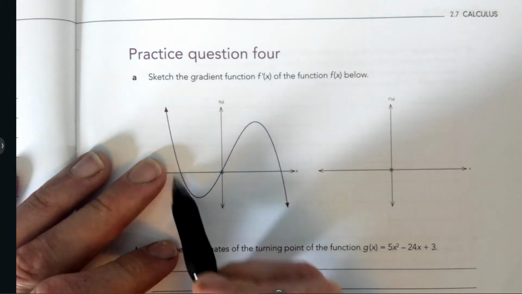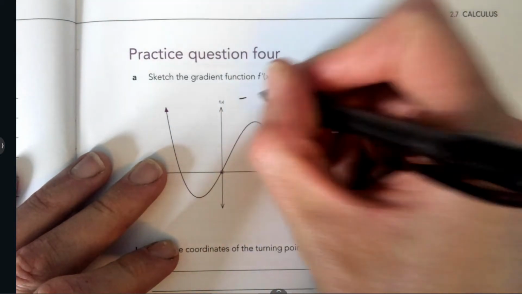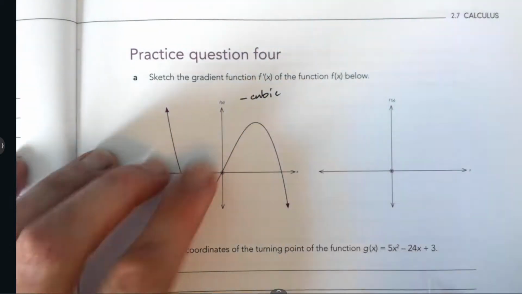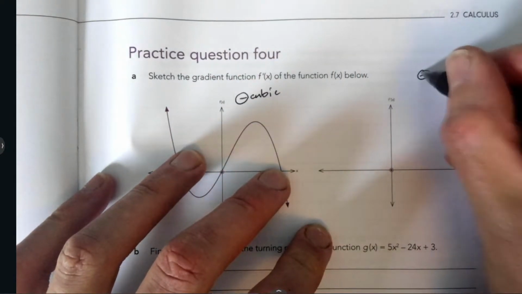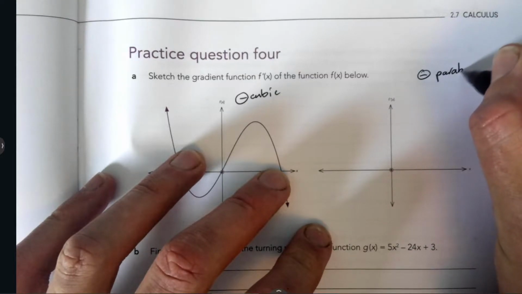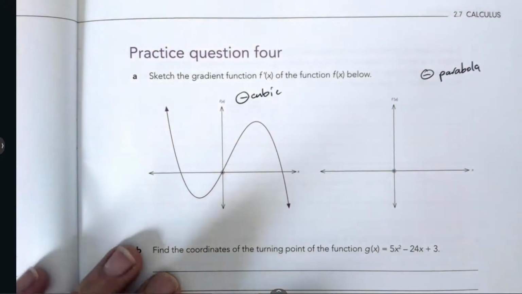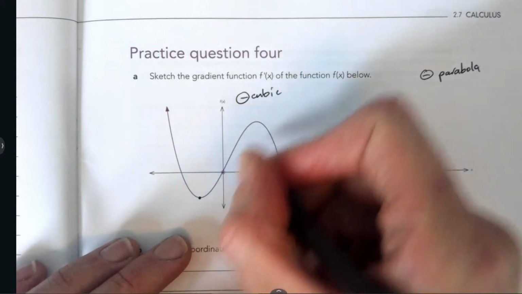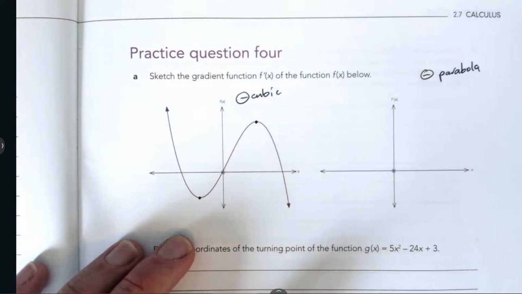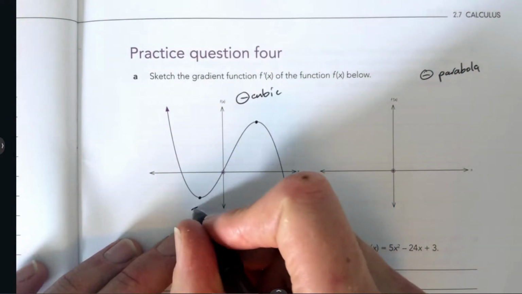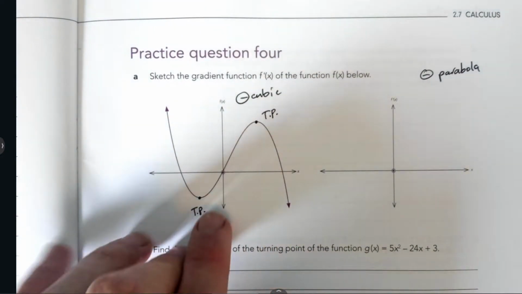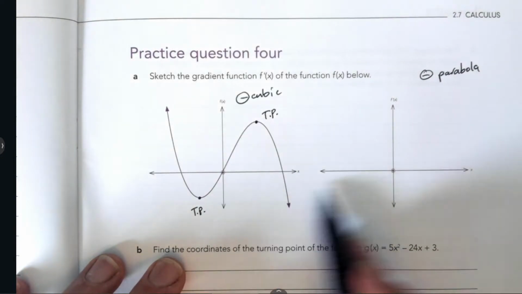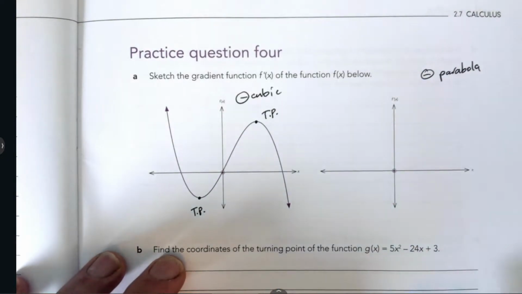I notice that this is a negative cubic. Now, if this is a negative cubic, the result is going to be a negative parabola. Now, another thing that I think is quite important. This is a turning point. This is a turning point. They're very important. TP. TP. Now, those turning points are going to correspond over here to the intersections of the parabola.